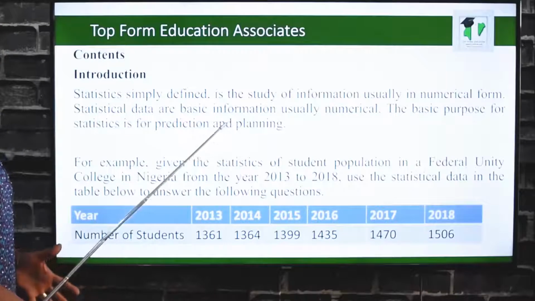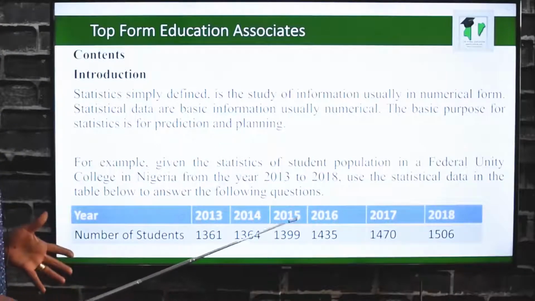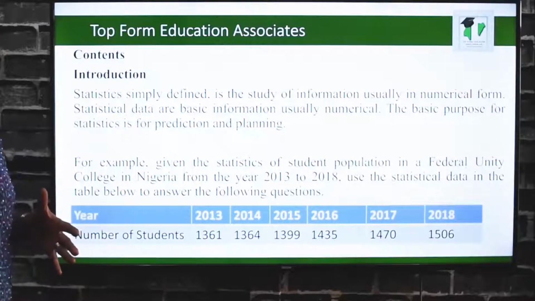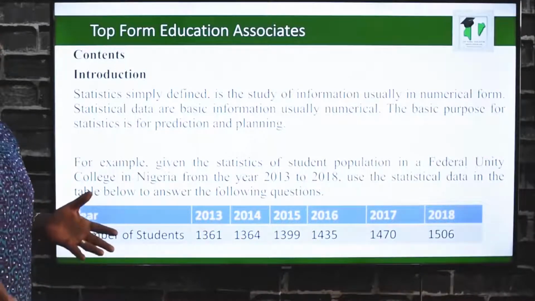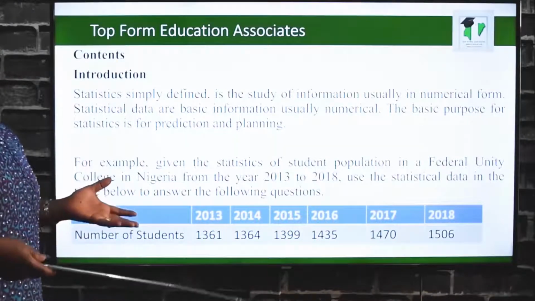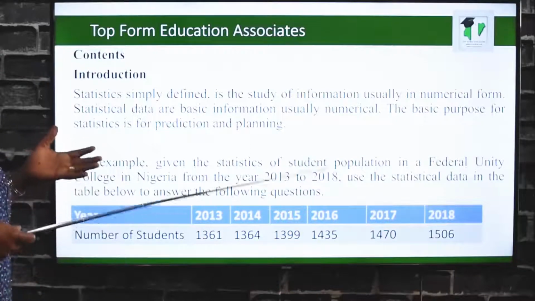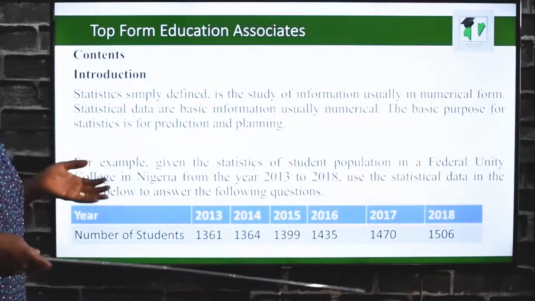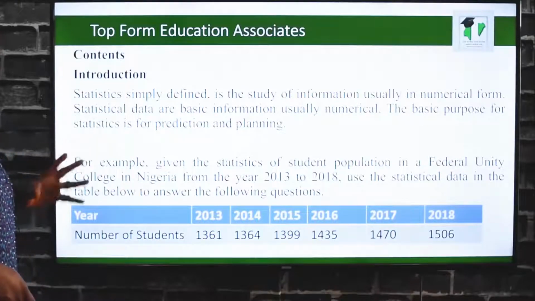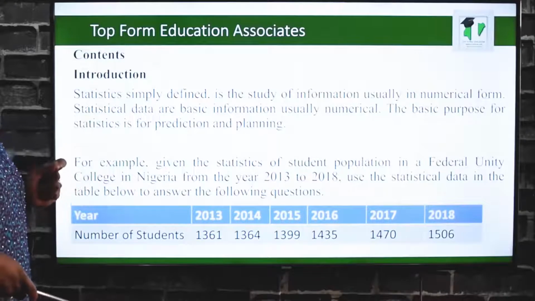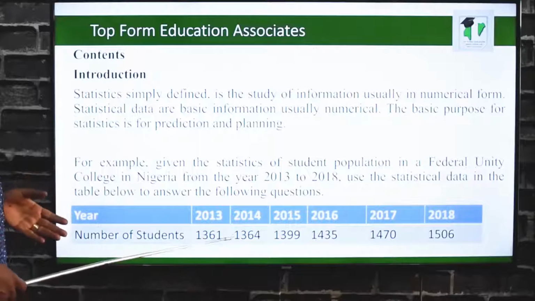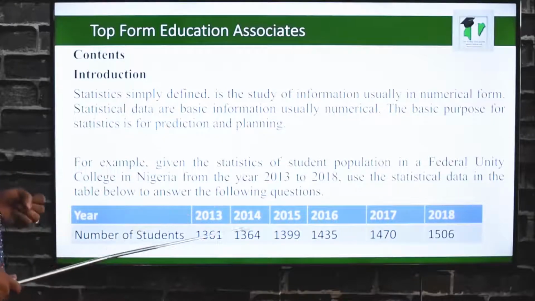What the introduction has said is that when you want to make predictions or when you want to plan, you need statistics. And this statistic can be given as information in numerical form. It is left to you now to know how to interpret this information in numerical form and use it for prediction and planning. Now let us look at this frequency table.